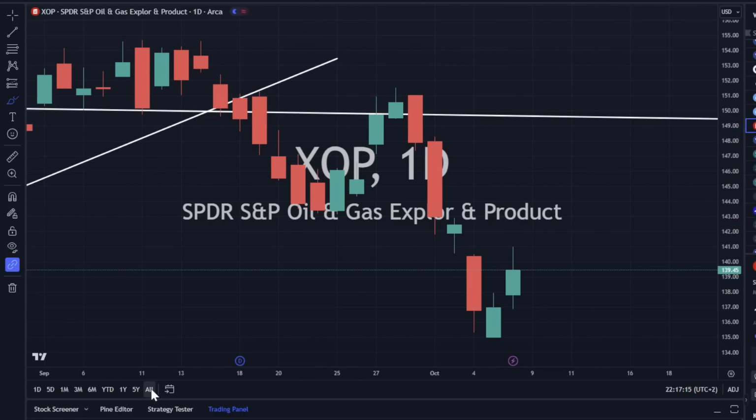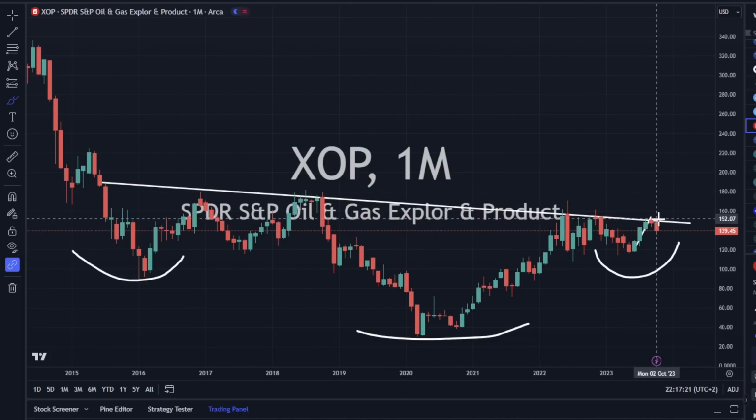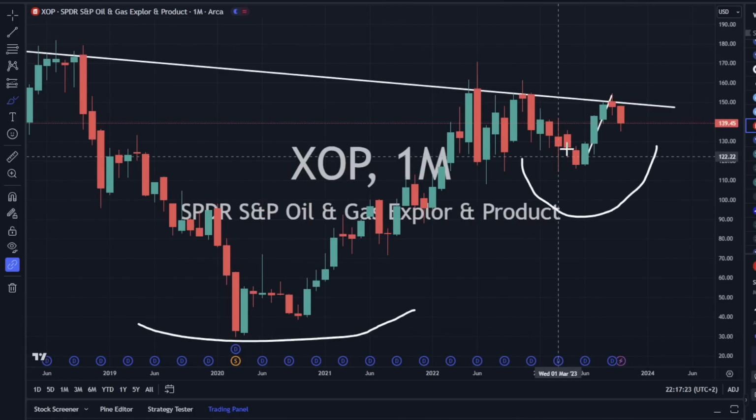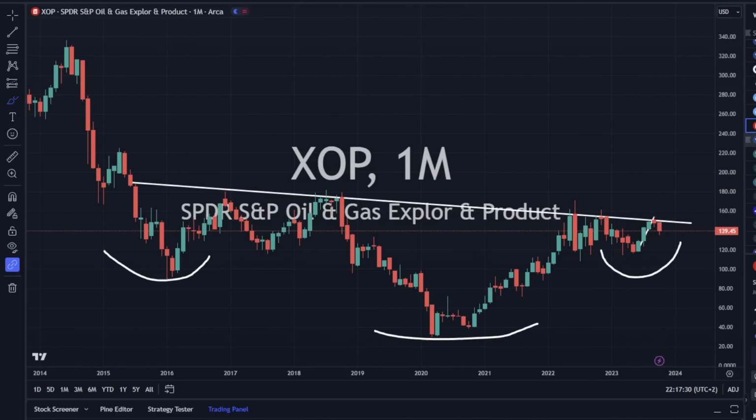So again, we've been bouncing off this neckline. This is an inverted shoulder, head, shoulder. We're back up against that neckline, and there's some resistance there. We gotta keep picking off these sellers. Eventually, we'll break through and go to the motherland.